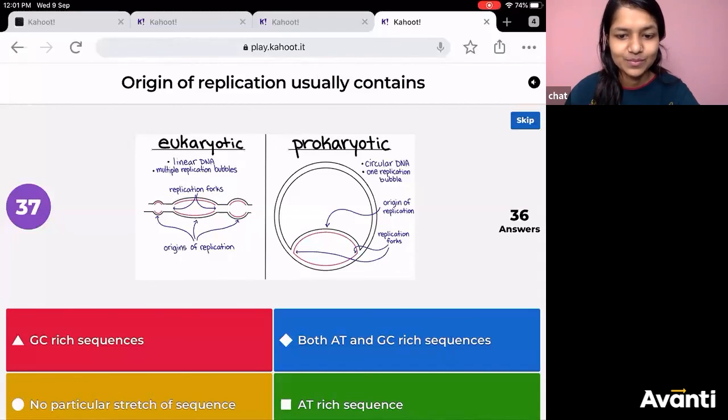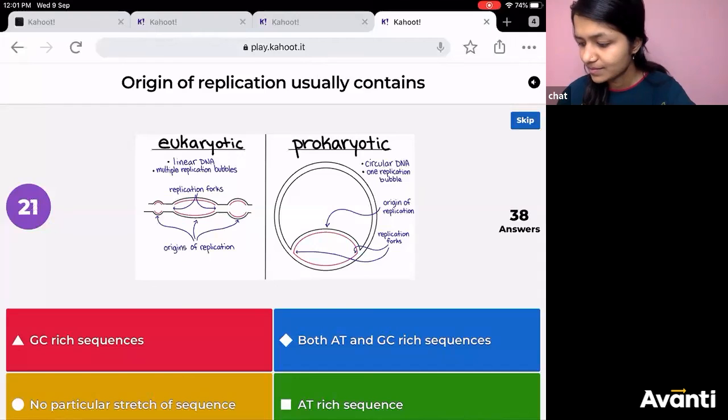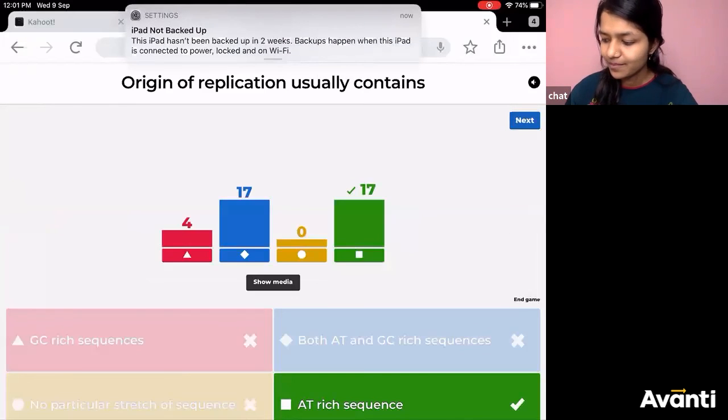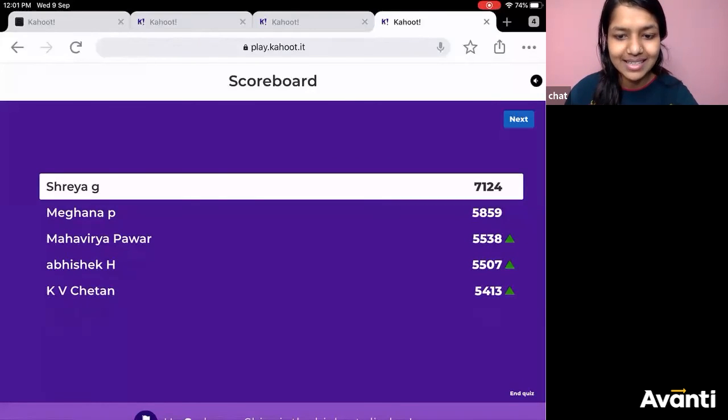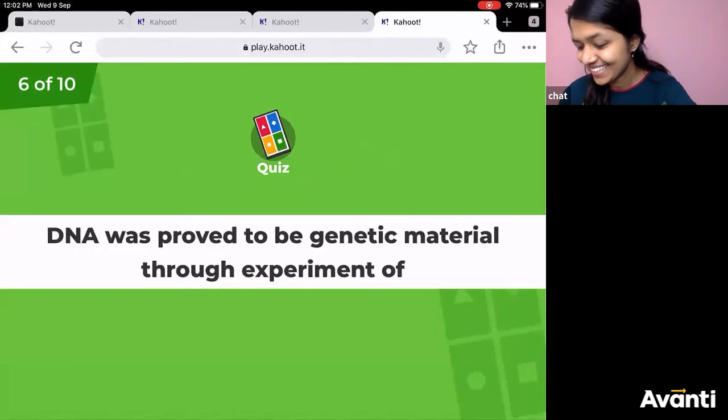Kishore, थोड़ा सा transform करो answer को. Meghna is right. तेजस, थोड़ा और सोचो तेजस एक बार. What will it have? AT rich sequence, right? पढ़ाया है ना ये भी, that wherever there is origin of replication, there AT sequence is more. You get more AT sequence there, है ना? ठीक है, revision is required, okay, revision is the key, उसको revise करो, recall करते रहो. श्रेया, nice.